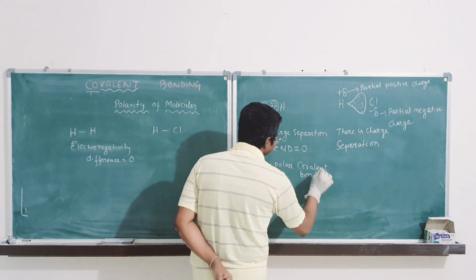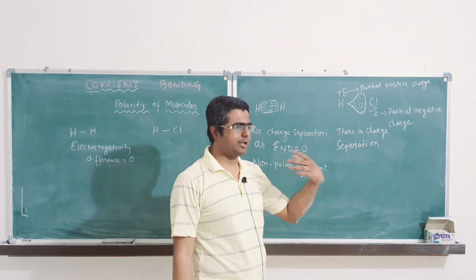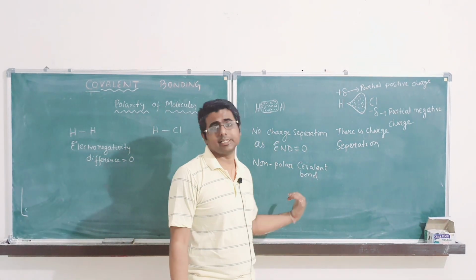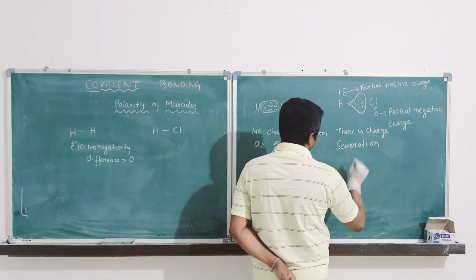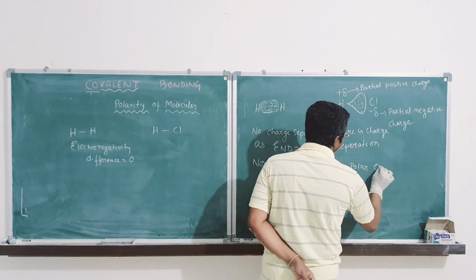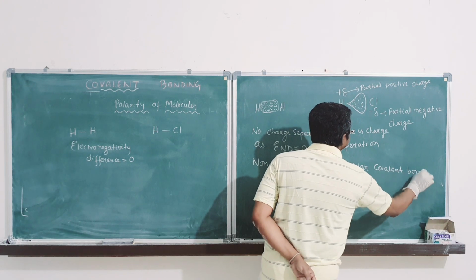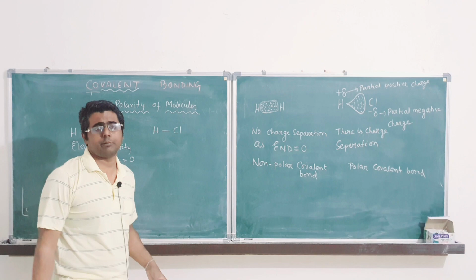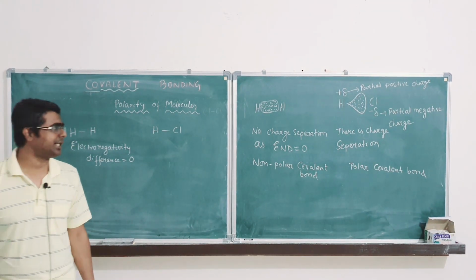See, in this case there is no polarity developed. Polarity means one side positive, one side negative. This kind of thing has not been developed in this case, but in this case polarity is definitely developed. So this is called polar covalent bond. So in a polar covalent bond there will be charge separation between the two participating atoms. In non-polar covalent bonds there won't be any charge separation between the two participating atoms.